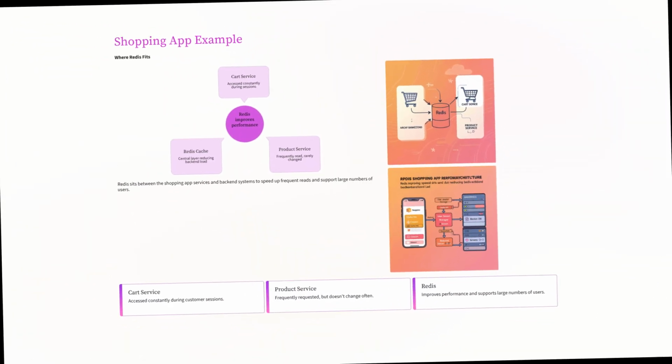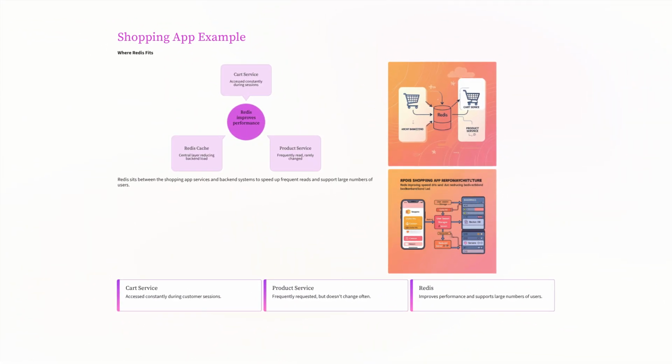Let's revisit our shopping application architecture. Product details are requested frequently, but they don't change every second. Shopping carts are accessed constantly during a customer session. These are ideal use cases for Redis. Instead of reading from databases repeatedly, the application retrieves the information from Redis. This improves performance and helps support large numbers of users without overloading backend systems.